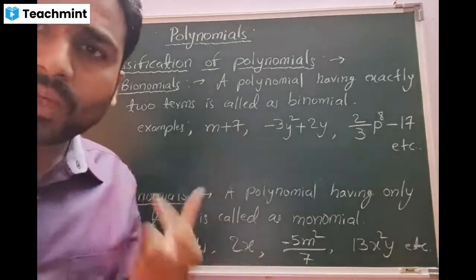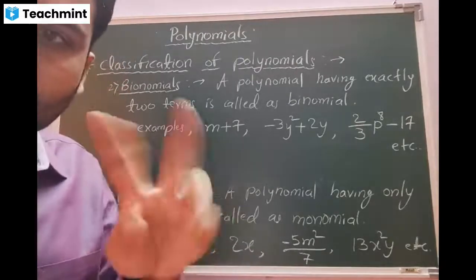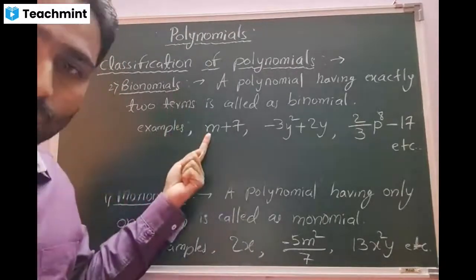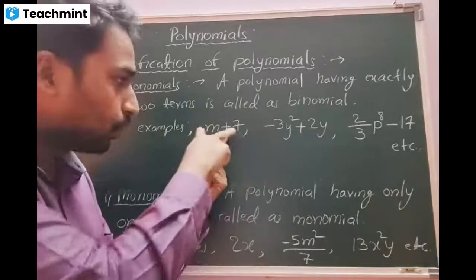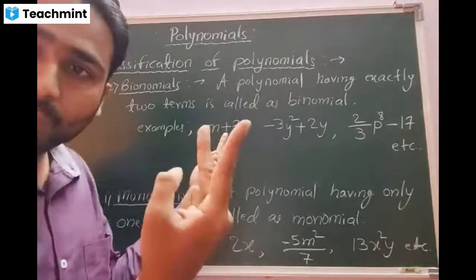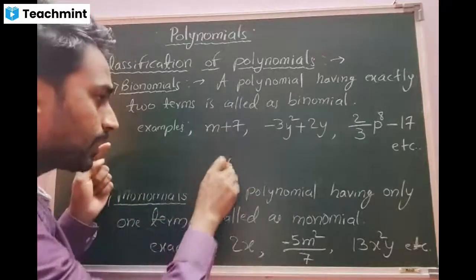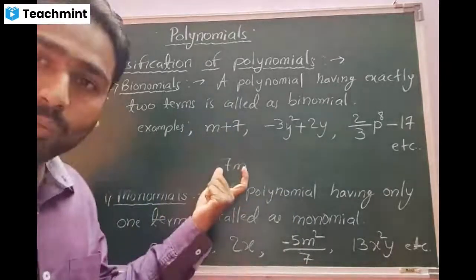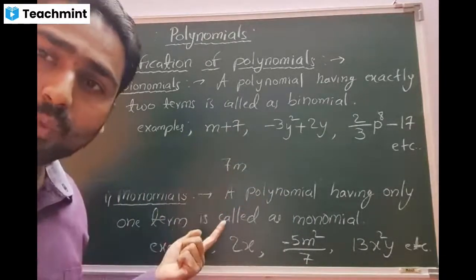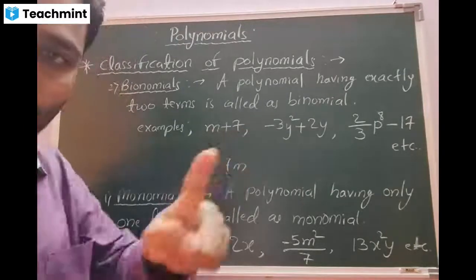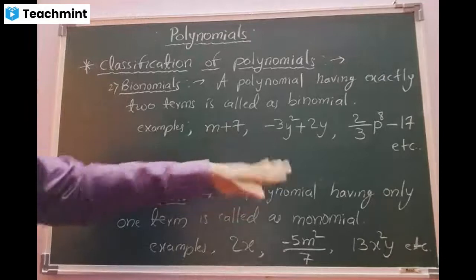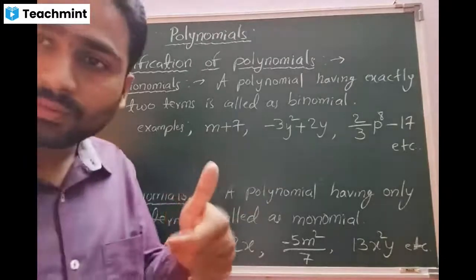Now, students, observe carefully. You will understand the meaning of two terms. m is 1, 7 is 1. In between, addition is there, beta. So it is going to create two terms. But if you write 7m, it becomes only one term. It becomes the example for monomial. When you write the addition in between, it becomes binomial. Is that clear, beta? Yes, sir.